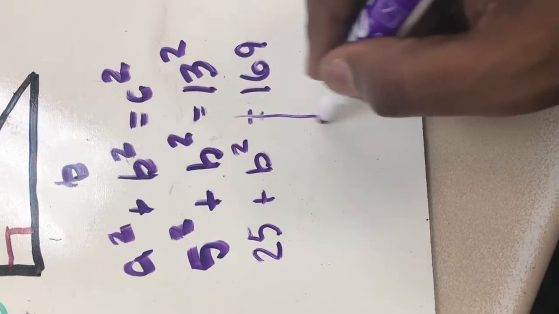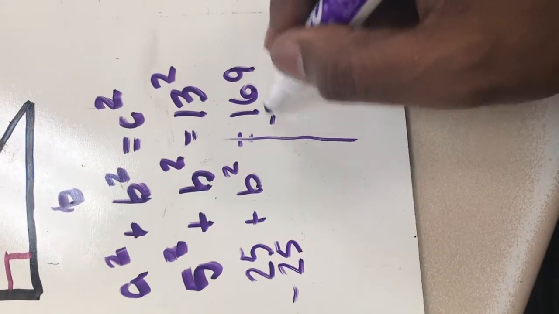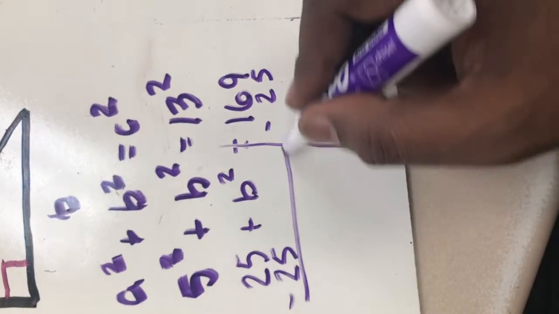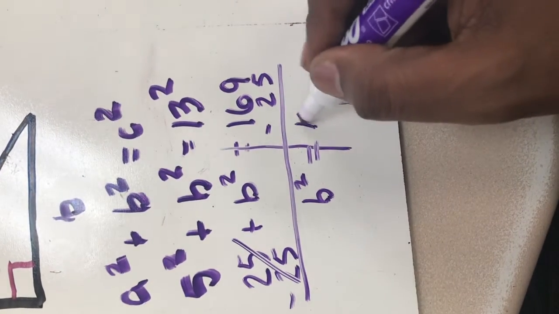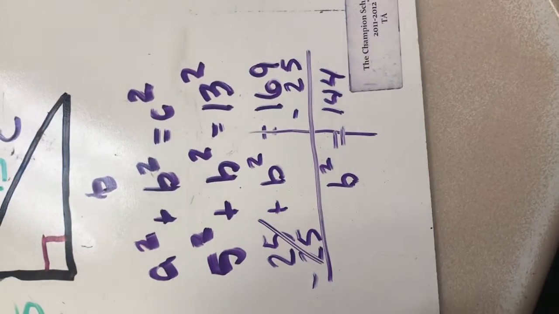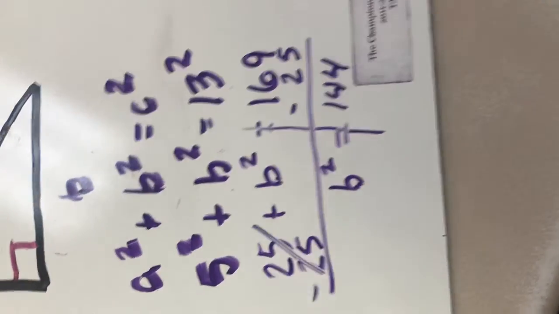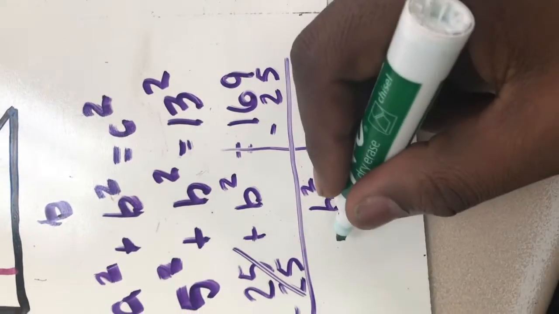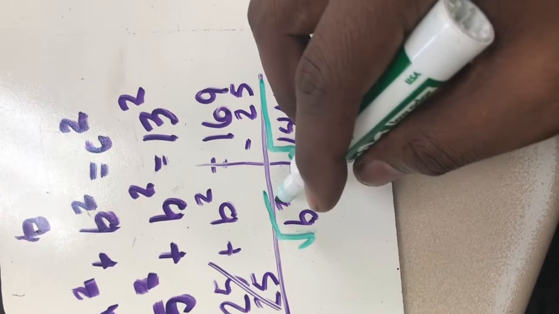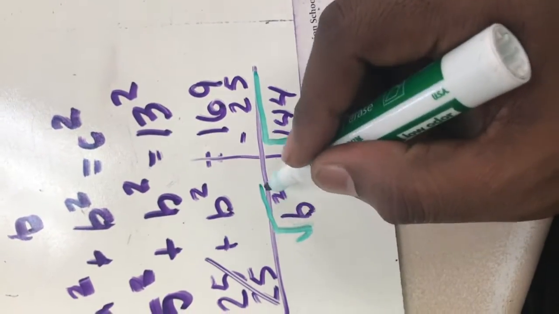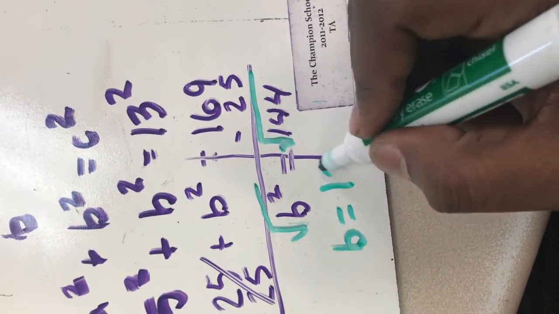So what we're going to do is subtract 25 from both sides of our equation. These will cancel out. We're left with b squared equals 144. Now we've got b squared, but we don't want to know what b squared is, we want to know what b is. So the way that we do that is take the square root of both sides. Square root, because that's the inverse operation of squaring something. So the square root and the square are going to cancel out. We're left with b equals the square root of 144, which is 12.